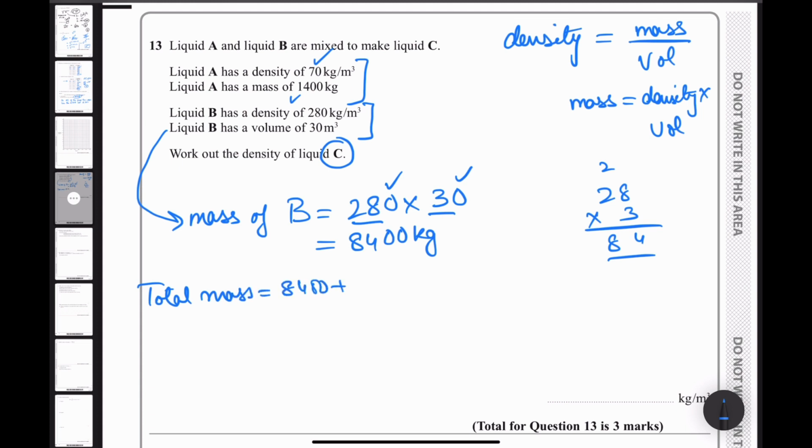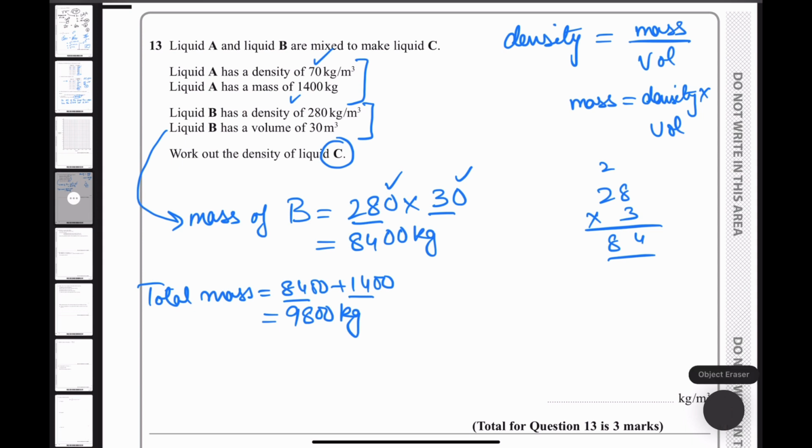Now the total mass will become equal to 8400 plus 1400. So you'll just add 84 and 14. So that's 84, 94, 98. It'll become 9800 kilograms. That's the total mass.